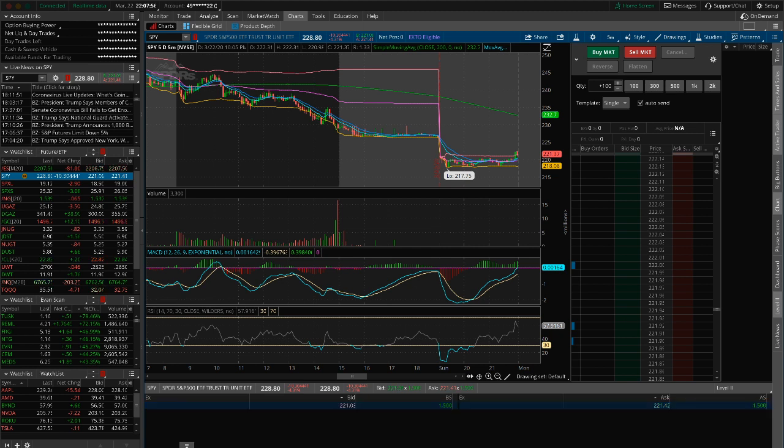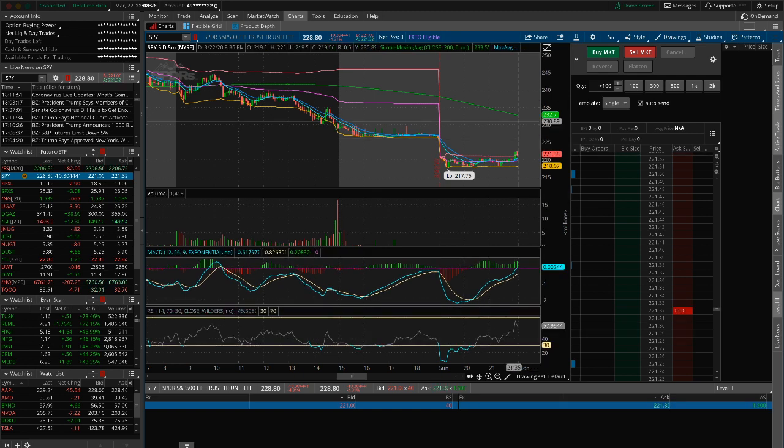Next thing would be typing in MACD. MACD, you can bring right here into your lower setting. You do not need to edit the MACD, nor do you need to edit the RSI. If you do, these are my settings right here. I don't believe you have to edit them, though. They should already be default, if I'm right. So that's adding in your studies. Feel free to pause it if you have not caught up yet.